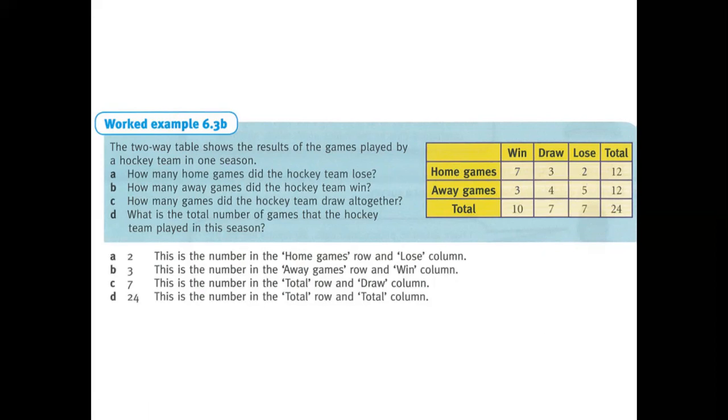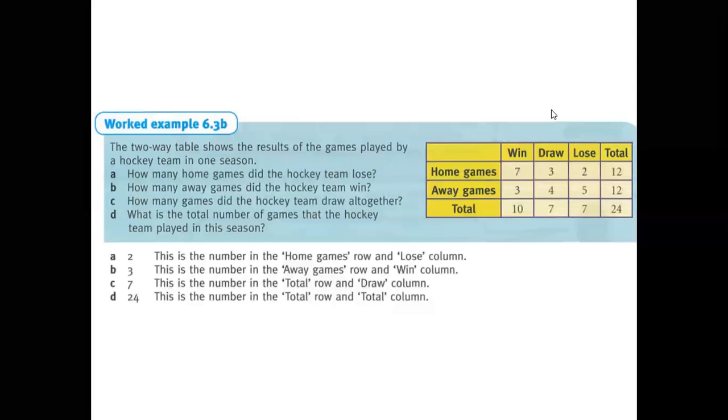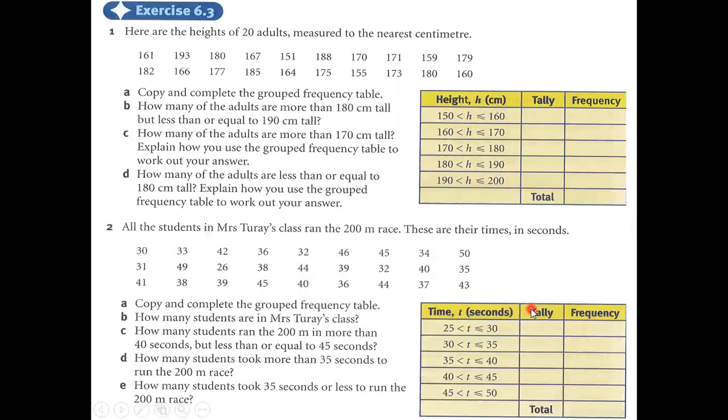And in away games, how many did they win? Three. So here I mention three, just copy and write. How many games did the hockey team draw altogether? The hockey team drew seven altogether, the total matches that both teams drew. What is the total number of games that the hockey team played in this season? There are 24 games in total. These types of questions you will see in the next place.